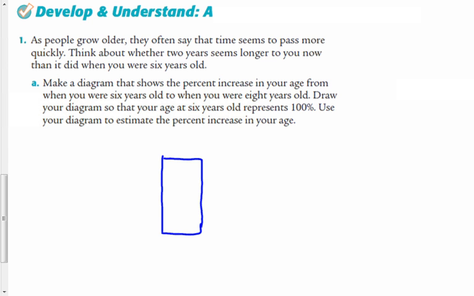Okay, let's start with this one. And so this represents when you're 6 years old right here, and this also represents 100% of your age. If you're 6 years old, then 6 is 100% of your age. Now, if you increase that age by 2 years, so now we're going to draw a new one, it's going to be a little bit higher, and I'm going to try and make it proportionally higher.